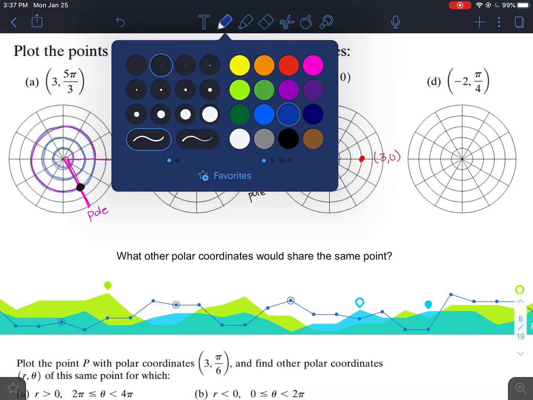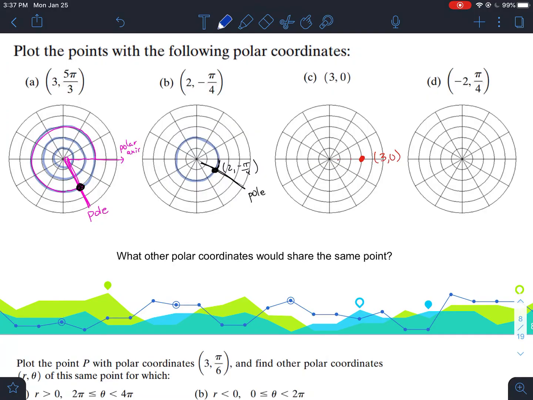(−2, π/4). So first rotate π/4. If I rotated π/4, I would be here. And then I'm going to go out on my radius 2. So 1, 2. So that would be the positive (2, π/4). And then remember, if you want negative 2, you just extend the pole, and then you go out in the opposite direction. And so this would be the point (−2, π/4).